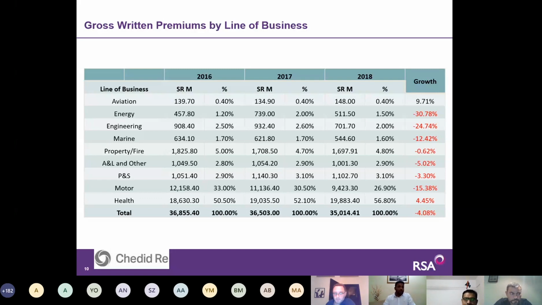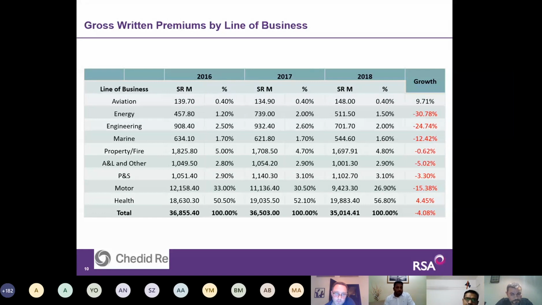So the engineering line of business, you can see that 908.4 million was the written premium in 2016, which represents almost 2.5% of the gross written premium, which increased to 932.4 million in 2017, which is equal to 2.6% of the gross written premium in 2017, and 701.7 million in 2018, which is 2% of the gross written premium, and it shows a negative growth of 24.74% compared to 2017 gross written premium.